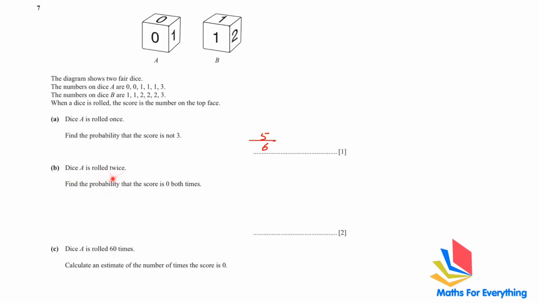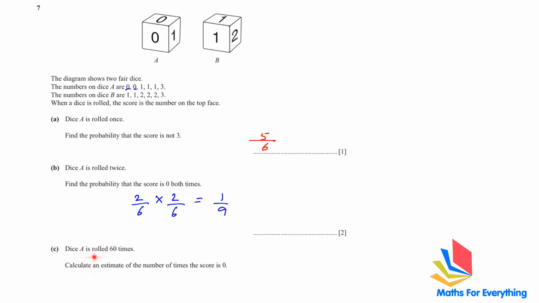Part B, dice A is rolled twice. Find the probability that the score is 0 both times. The probability that the score is 0 is, how many zeros are there? 2 over the total. So 2 over 6 is the probability of the first time you roll the dice, the score is 0. And the second time, it's still going to be the same. So we multiply. And this will give us 1 over 9.